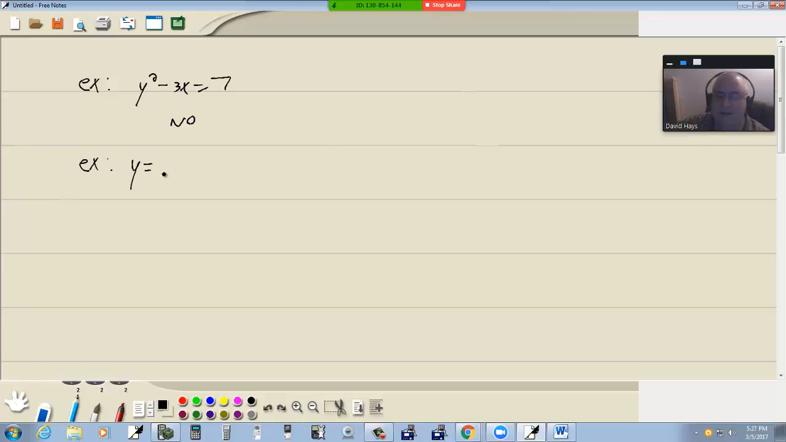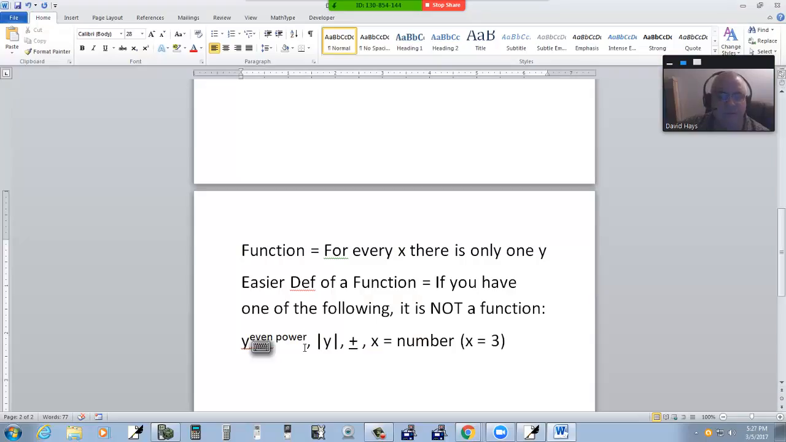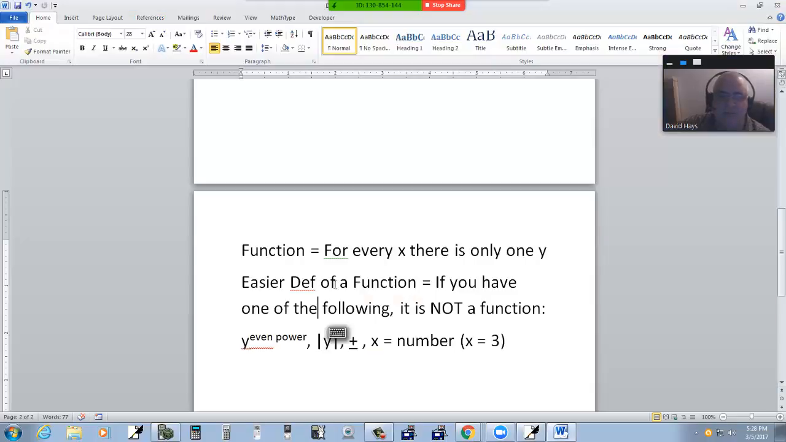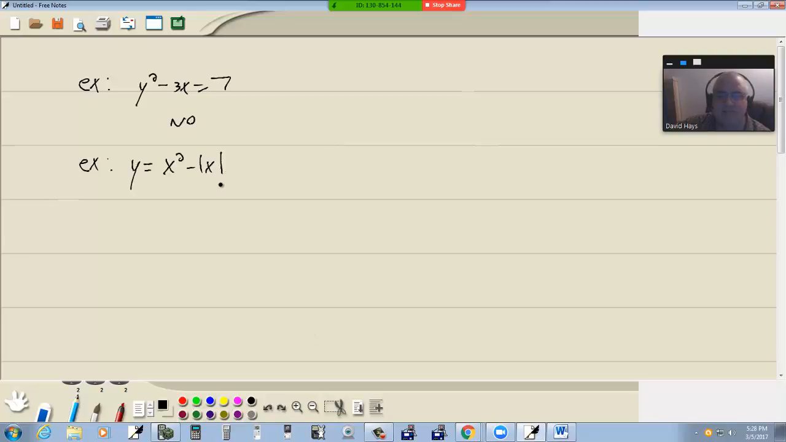Now if I had y is equal to x squared minus the absolute value of x, we said we can't have y to an even power. We can have x to an even power, so that's fine. And this is y to the first, which is odd power, so that's okay. Absolute value of x. Well, we said that we can't have absolute value of y. We can have an absolute value of x, so that's okay. So this one would be a function.